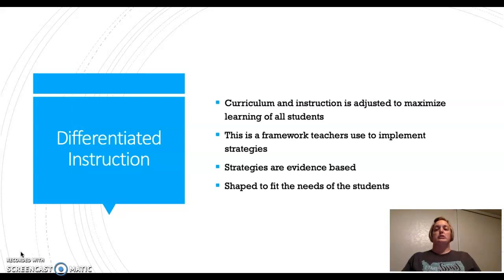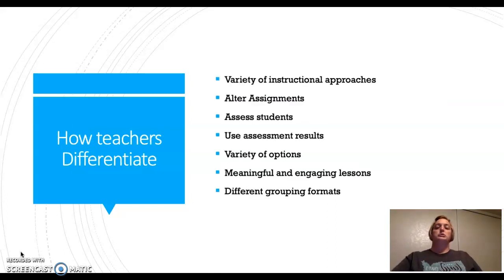These evidence-based strategies are employing effective classroom management procedures, grouping students for instruction, especially students with significant learning problems, assessing readiness, and teaching to the student's zone of proximal development. The learning is shaped to fit the needs of the student. So therefore, when we go to how teachers differentiate, there's a variety of instructional approaches.